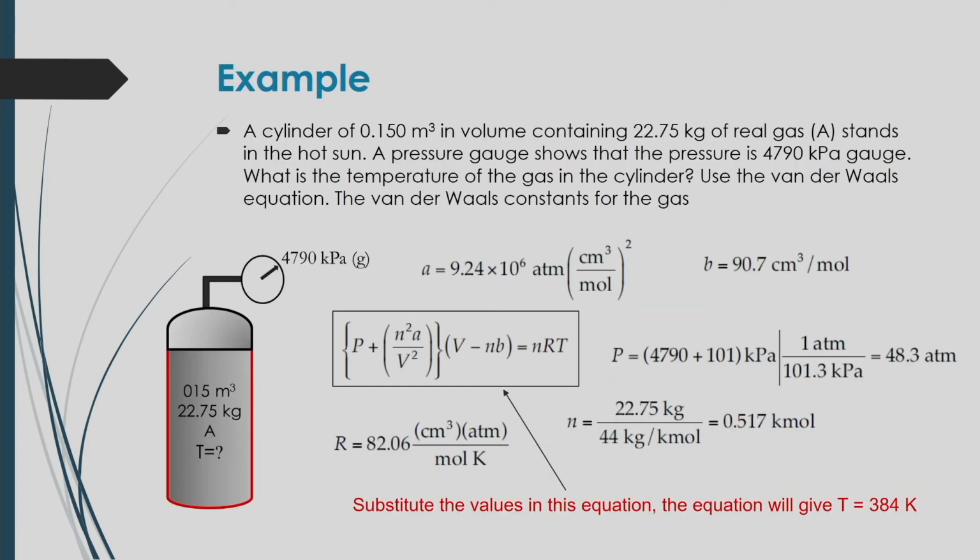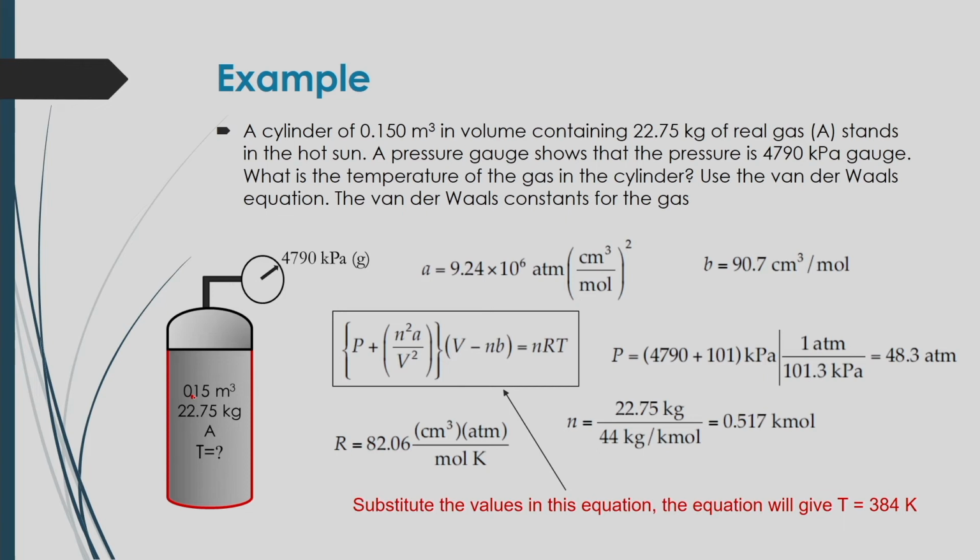Now let us do an example based on the van der Waals equation or other equations of state. Suppose a cylinder of 0.15 meter cube in volume, containing 22.75 kg of real gas A, stands in the hot sun. A pressure gauge shows that the pressure is 4790 kilopascal, that is gauge. What is the temperature of the gas in the cylinder that you have to find out.